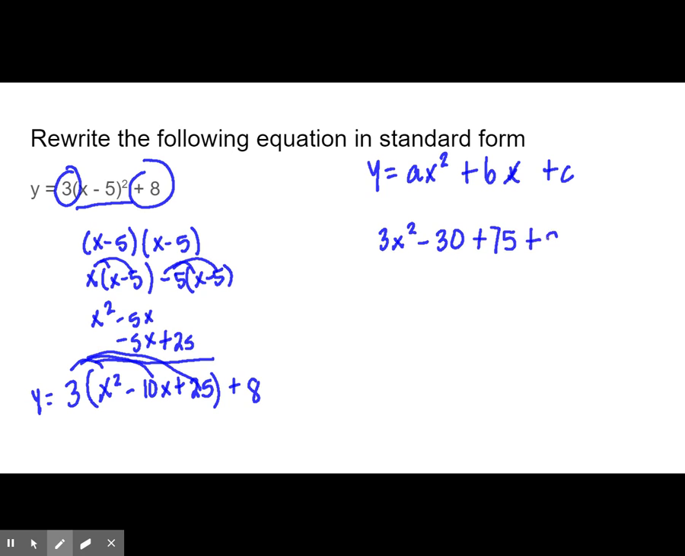And now we can go ahead and include that 8, or add that 8. And we get y equals 3x squared, this should have an x on it, minus 30x plus 83. And that is our equation in standard form.